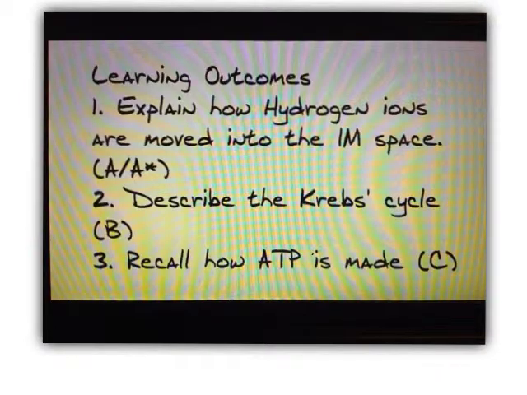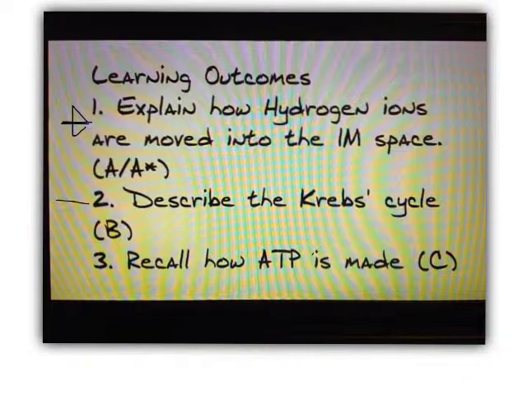Okay, so back to the outcomes. These were the aims. So for A star, hopefully you can explain how hydrogen ions are moved into the intermembrane space. I've not explained exactly, but if you link to some of the things from last lesson, you know where the hydrogen ions now come from in the electron transport chain, and we mentioned the proton pump. You've now seen where the energy comes from to drive that proton pump to get the hydrogen ions into the intermembrane space. Obviously, it's the electron transport chain that provides that energy.